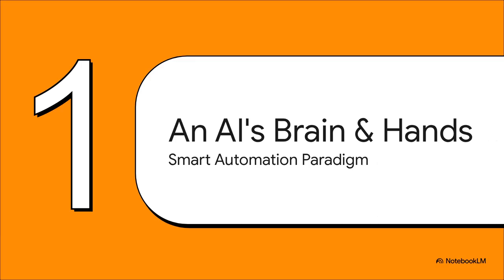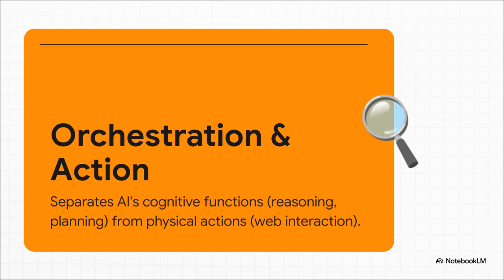Okay, so if we're making this jump from rigid instructions to these high-level goals, how do we actually build an AI that can handle that? Well, that brings us to this really powerful new way of thinking about architecture, a model we can call an AI's brain and hands. This is really the new paradigm for doing smart automation. The official name for this is the orchestration and action paradigm. Now, the core idea is actually pretty simple, but it is revolutionary. You separate the thinking from the doing.